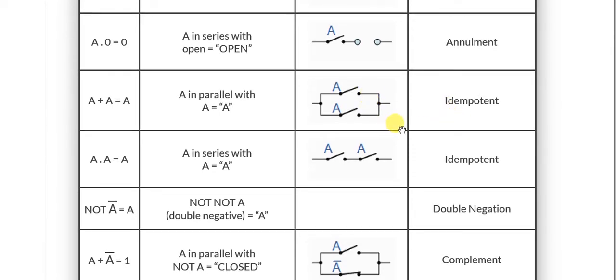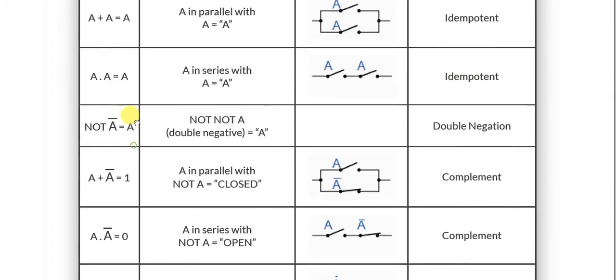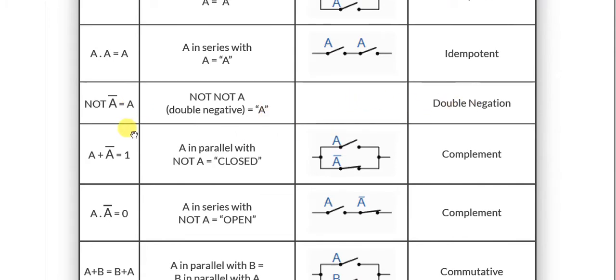Further, A dot A is equal to A. If A is 1, 1 into 1 is equal to 1, and 0 into 0 is equal to 0. Again, you just apply the same switching circuitry for the idempotent law. Then we have the double negation, meaning the double complement.